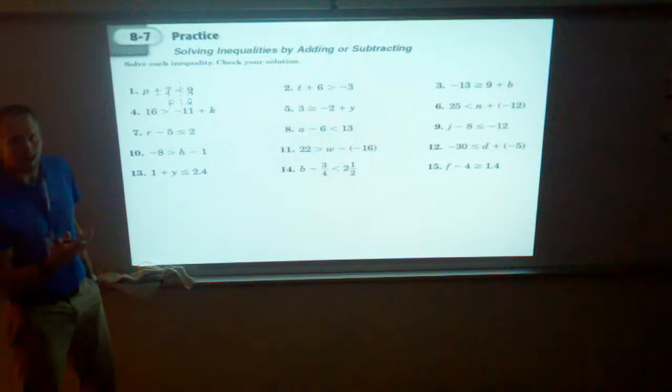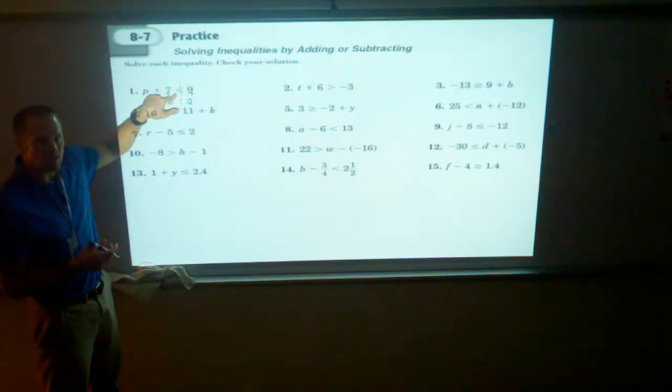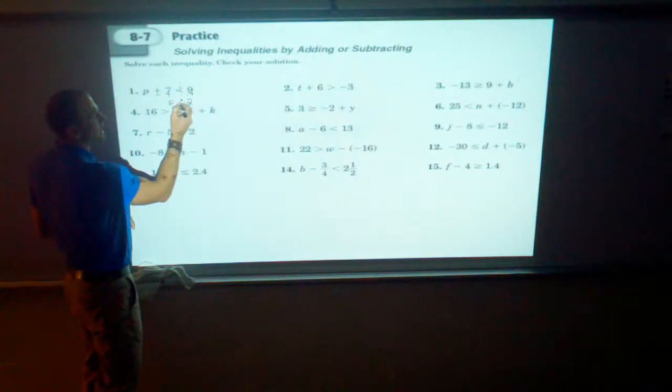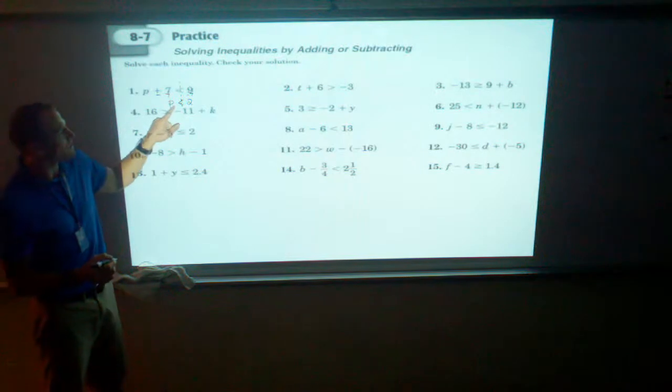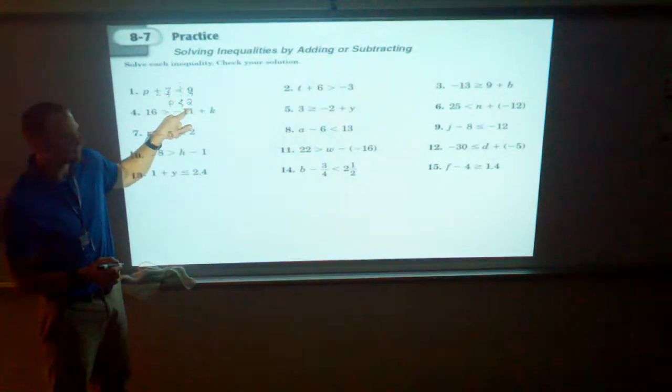Now, the only thing that I have left to do is I need to write my sign. And I'm going to keep the sign the exact same. So this sign is less than. So down here, I need a less than sign. And my answer is p is less than 2.